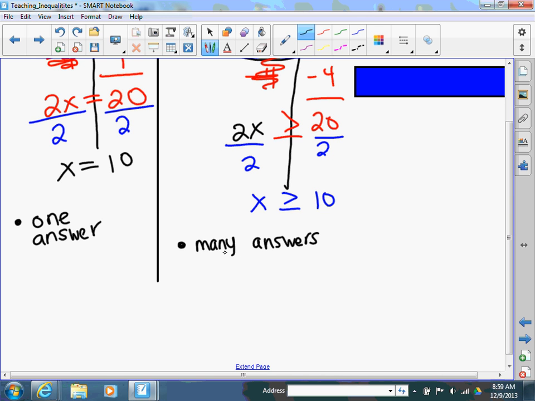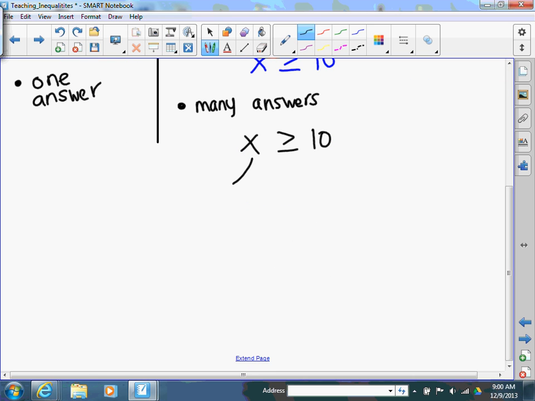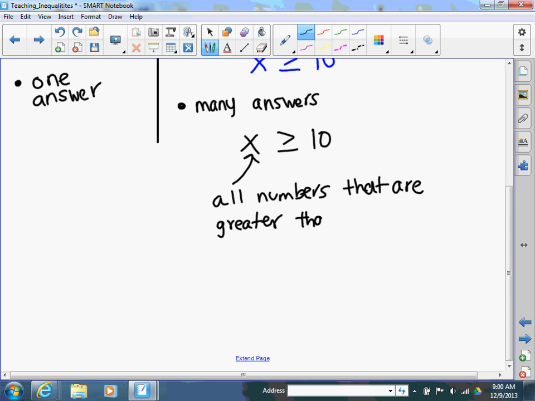I want you to write this underneath this. So x greater than or equal to 10. Here's how we say this. Instead of x, this is how we say this. All numbers that are greater than or equal to 10 will work for this inequality. All numbers that are greater than or equal to 10 will work.